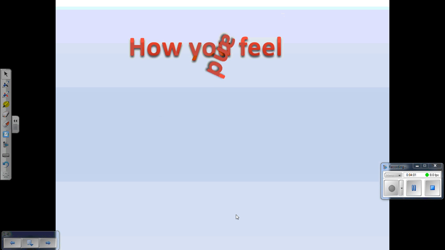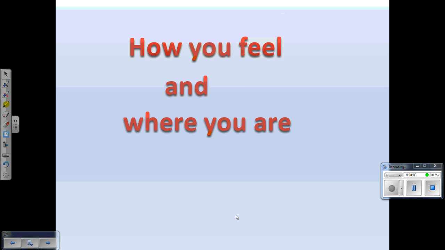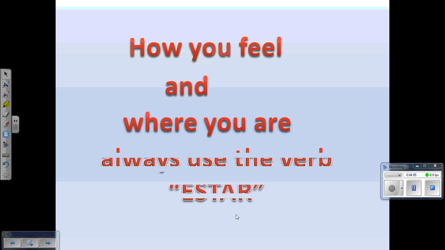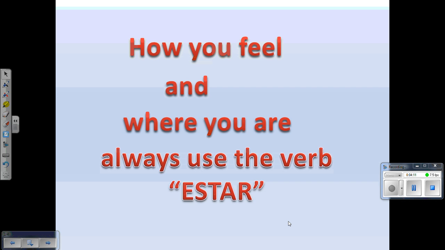Okay, write this saying down in the box. How you feel. You remember this saying? And where you are. Always use the verb estar. Okay, so you're going to want to pause it and write this down. How you feel and where you are, always use the verb estar. Everything else is ser. So if it's not how you're feeling or where you are or temporary, then you would use ser.